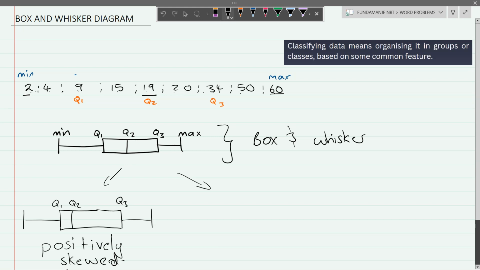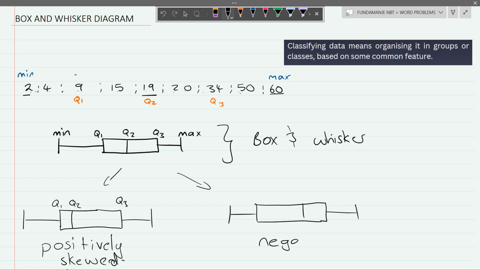And we can have negatively skewed, and as you can guess, this is when the left side is longer, like that. So this is negatively skewed data.